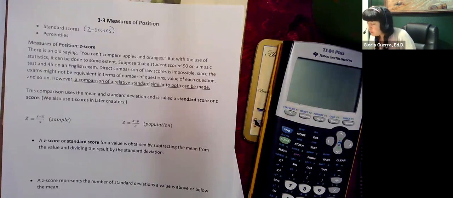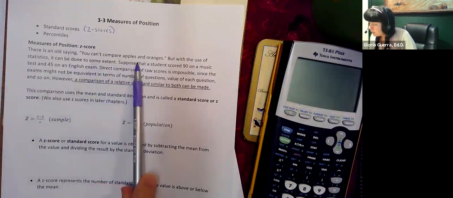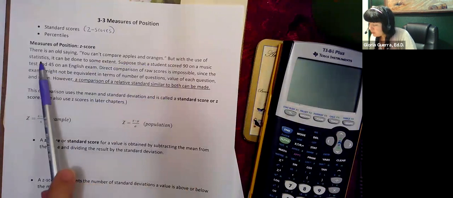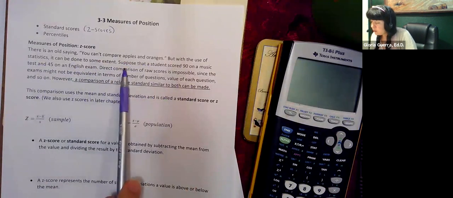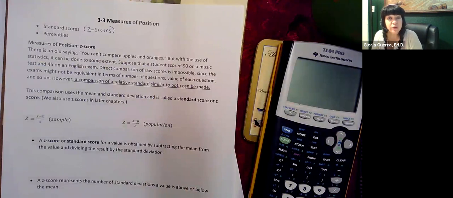Okay, so measures of position, a z-score. It says there is an old saying that you cannot compare apples and oranges, but with the use of statistics, it can be done to some extent. Suppose that a student scored a 90 on a music test and a 45 on an English exam. Direct comparisons of raw scores is impossible since the exams might not be equivalent in terms of number of questions, the values for each question, and so on. However, a comparison of a relative standard similar to both can be made.